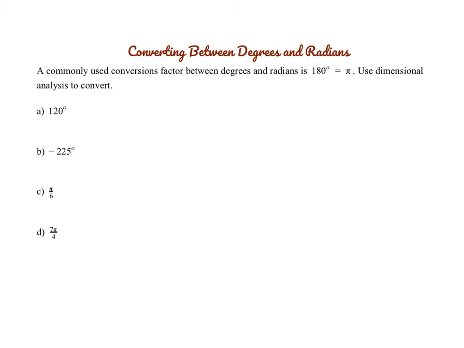So we're going to convert using a really common conversion factor: 180 degrees is equal to pi radians. And we're going to use dimensional analysis to convert. If you've never used dimensional analysis, I highly recommend it for any type of conversion. It's really, really useful. So we kind of set it up like this. Here we're starting with 120 degrees. Well, think of this as a fraction.